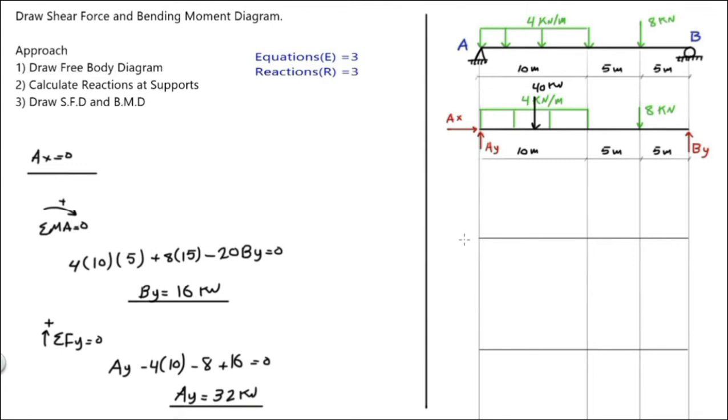We have positive 32 coming from Ay. So let's go up by 32 kilonewton. Now we need to go down by 4 multiplied by 10, which is the amount of distributed load. So 32 minus 40 will give us minus 8. So this is minus 8.